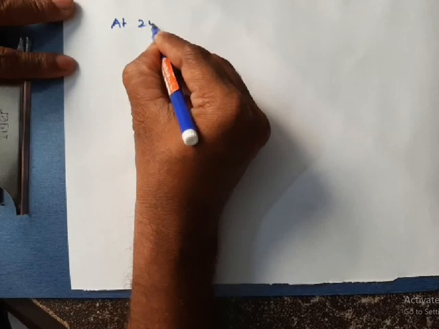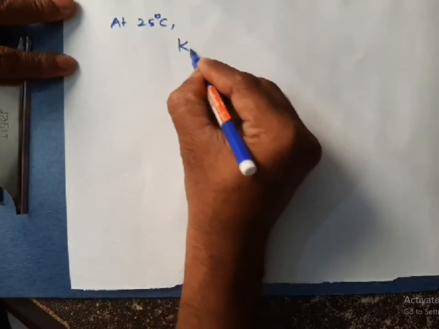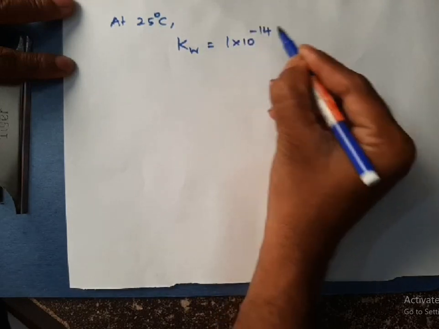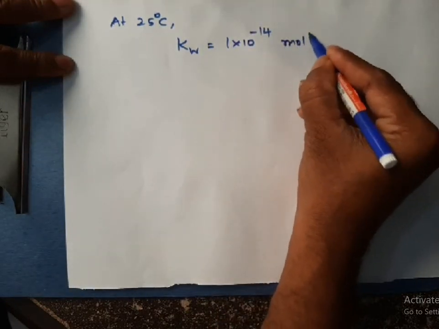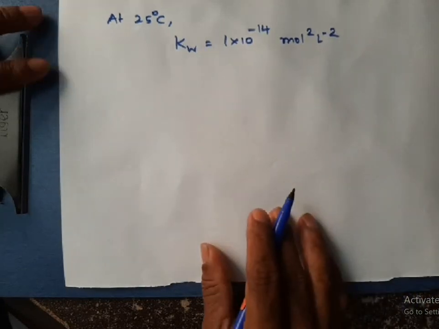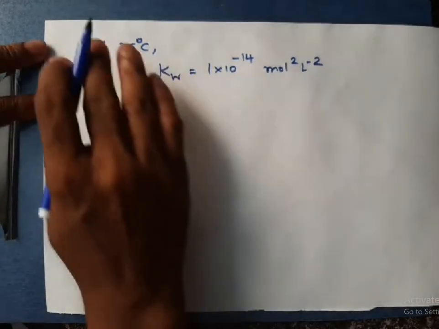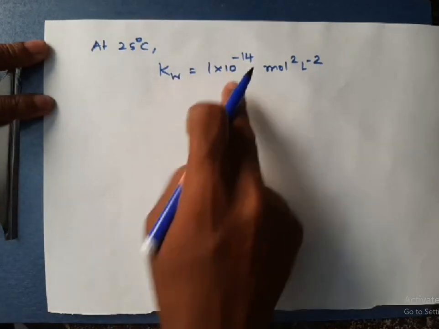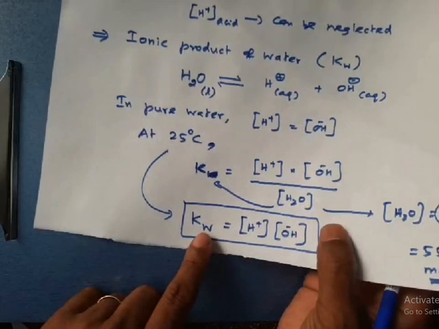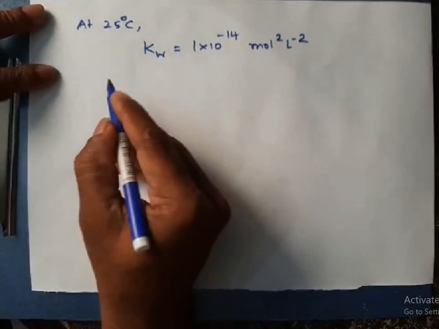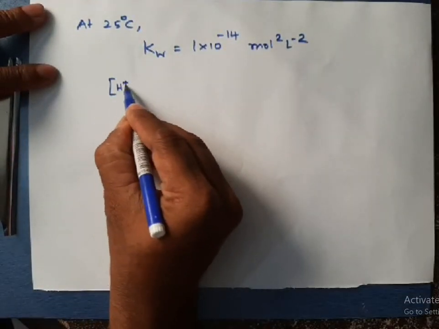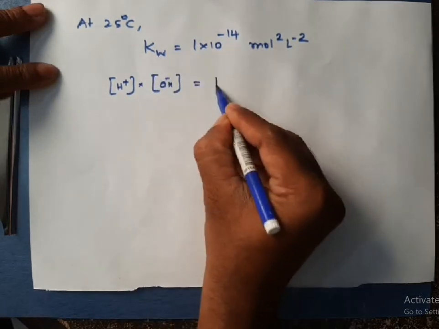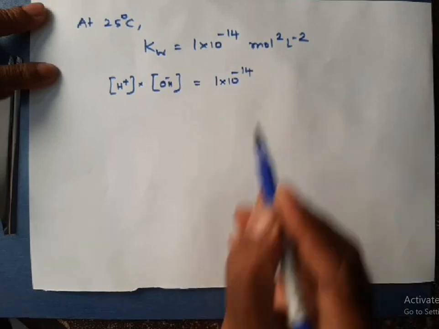At 25 degrees Celsius, the value of Kw was found to be equal to 1 into 10 to the power minus 14 mole square per liter square. This is the value of Kw at 25 degrees Celsius. If I use this value, then concentration of H plus ion into concentration of OH minus ion equals 1 into 10 power minus 14.